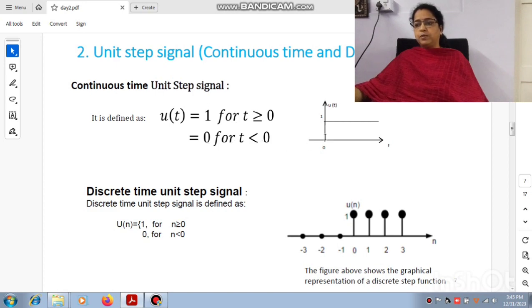T less than 0 means the left hand side of the x-axis, where its value is equal to 0, and from t equal to 0 onwards, that is t greater than or equal to 0, the right hand side of the x-axis, its value is equal to 1, and it is shown in the figure. Similarly, the discrete time unit step signal is shown here.